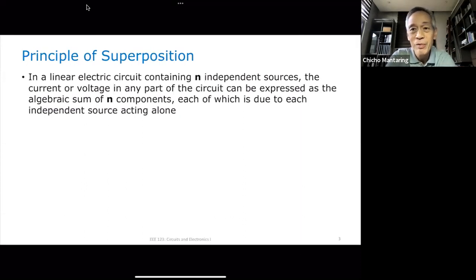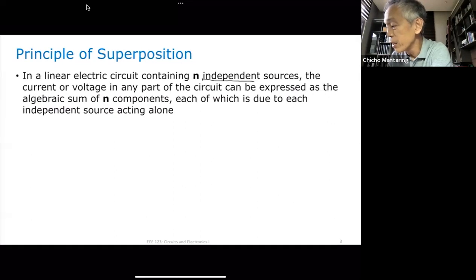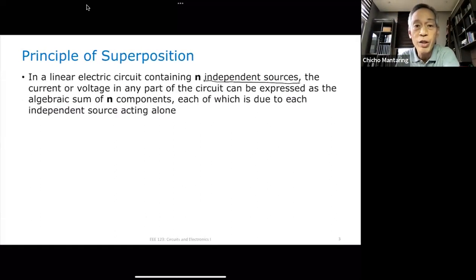So, to paraphrase that, let's say I have a circuit that contains three independent sources. Note, independent sources, that's very important to take note of. So any voltage or current in the circuit can be considered to be the sum of three individual voltages or currents, and each individual voltage or current is due to a particular source acting alone. So that is the principle of superposition. Now, this only applies to linear electric circuits. Later on, we're going to come up with a more formal definition of what a linear circuit is.